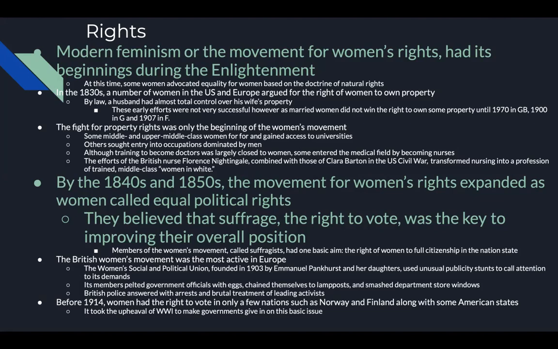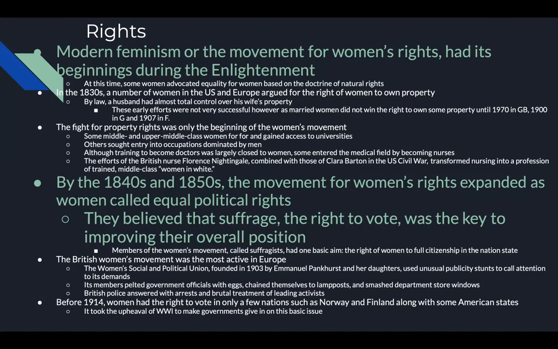By the 1840s and 50s, the movement for women's rights expanded as women called for equal political rights. They believed that suffrage, the right to vote, was key to improving their overall position. Most of the members of the women's movement, called suffragists, had one basic aim: the right for full citizenship in the nation state. The British women's movement was the most active in Europe.